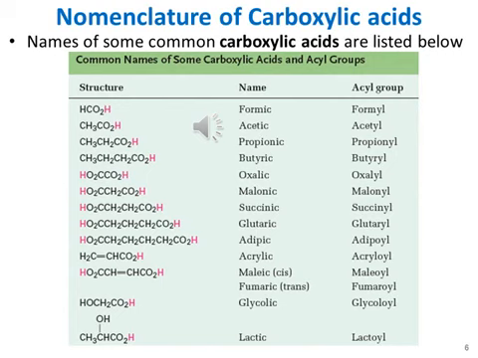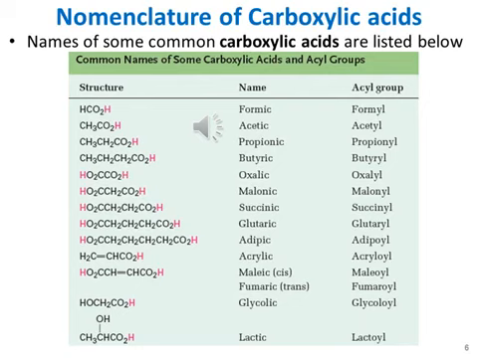For example, the first one is the formic acid. When you replace its hydrogen, or when it loses the hydrogen atom, the resulting anion is called the formyl. The next one is the acetic acid. When the acetic acid loses a proton, the remaining carboxylate anion is called the acetyl.